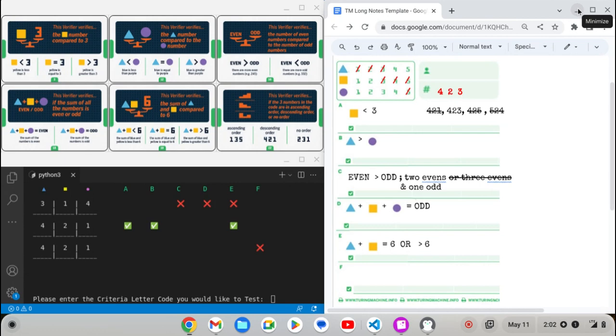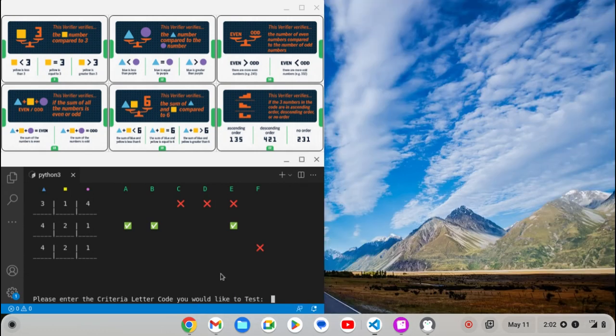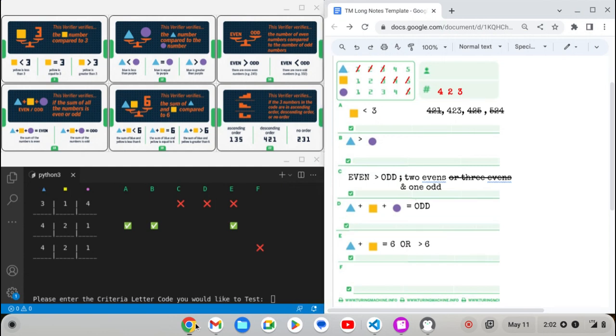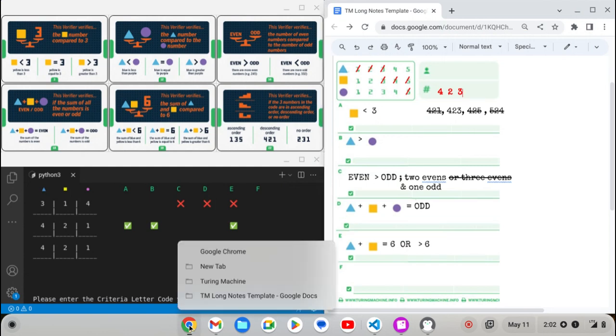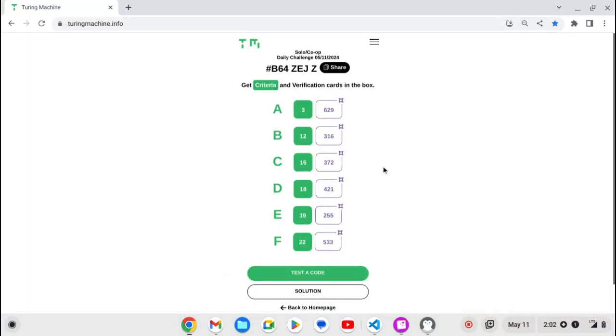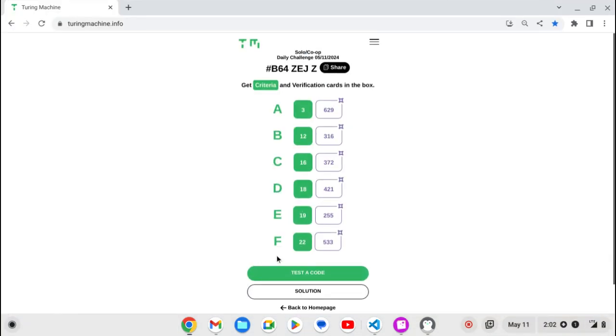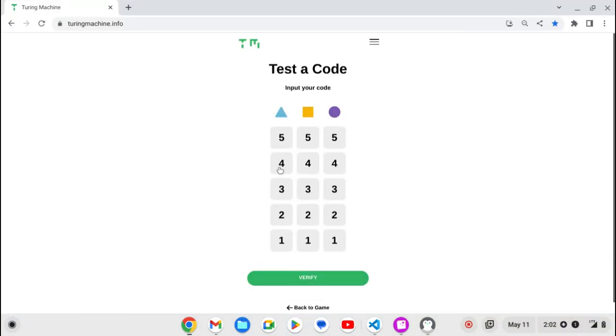Let's actually go to turingmachine.info and plug our code into the website and see if we got it correct. So again, I should have memorized it. 423. So we're going to test the code 423 and verify. All right, fantastic. We did get it. Awesome.